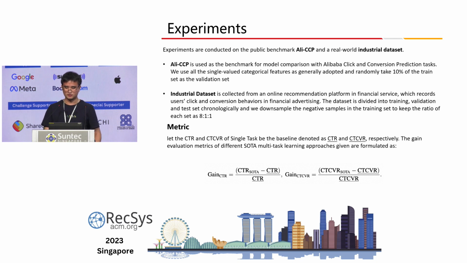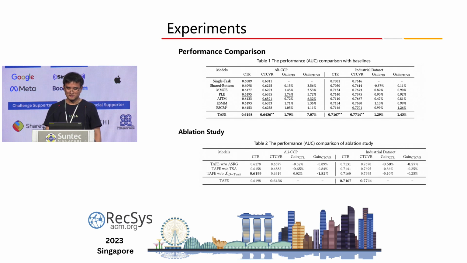The experiment used two datasets, RecCCP and our industrial dataset. The train, evaluation, and test split of the industrial dataset is based on the time of the data. The evaluation metrics we used are gain CTR and gain CTCVR, as shown in this figure. The experiment showed that our method outperforms these traditional methods, both on the open source dataset and the industrial dataset. Furthermore, ablation experiments showed that each module of our method has a certain impact on the final result.